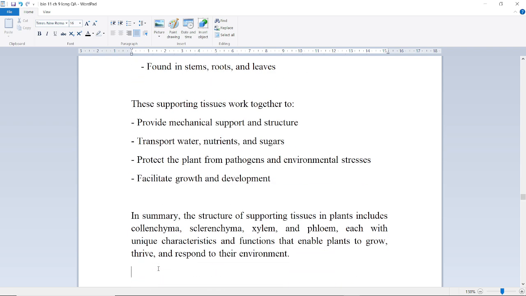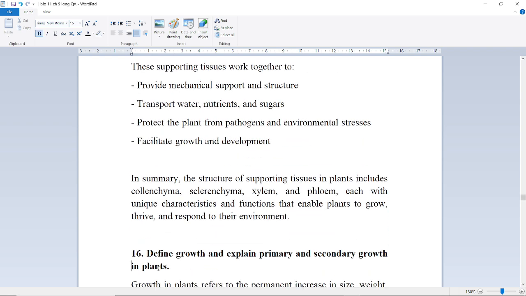These supporting tissues work together to provide mechanical support and structure, transport water, nutrients, and sugars, protect the plant from pathogens and environmental stresses, and facilitate growth and development. In summary, the structure of supporting tissues in plants includes collenchyma, sclerenchyma, xylem, and phloem, each with unique characteristics and functions that enable plants to grow, thrive, and respond to their environment.